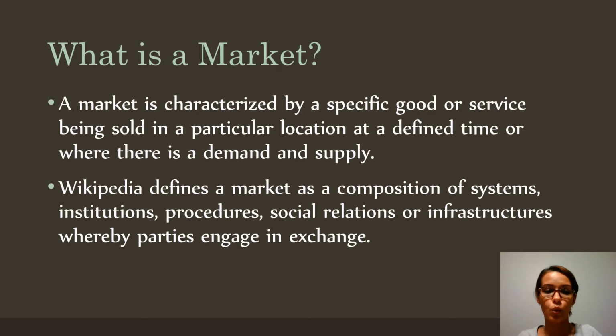a physical. Wikipedia defines a market as a composition of systems, institutions, procedures, social relations, or infrastructures whereby parties engage in exchange. While parties may exchange goods and services by barter, most markets rely on sellers offering their goods or services to buyers in exchange for money.